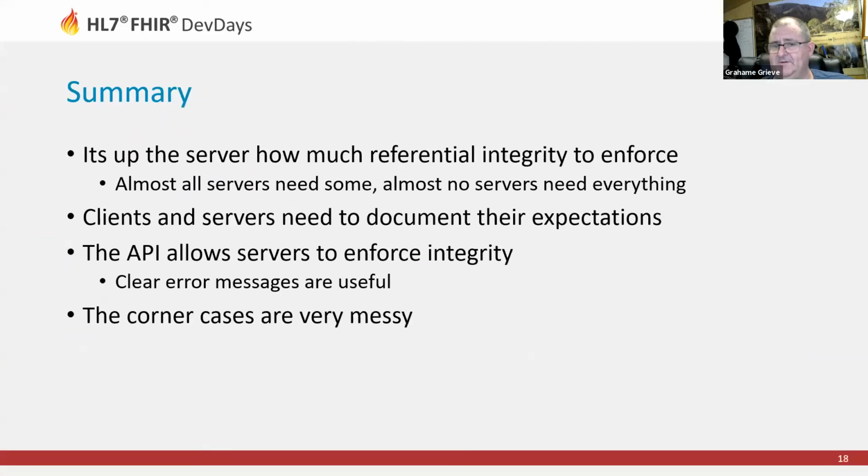Okay, so what have we learned? It's up to the server to enforce how much referential integrity it wants. My general contention is that almost all servers need some, and almost no servers need everything. But what we need is that clients and servers need to document their expectations. I have never seen this done. I'm sure that none of you have done so. And so I'm sure we're all operating in a fog of darkness, hoping for the best, and it probably works most of the time. The API allows servers to enforce integrity. They are absolutely allowed to do so, but creating clear error messages is always a useful thing to do. These are the kind of errors that crop up in user experience rather than developer testing. And the corner cases are extremely messy.